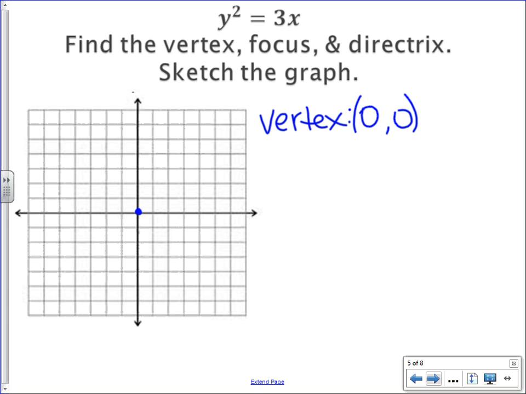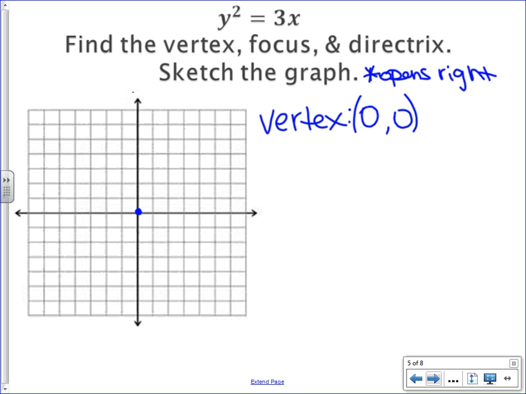The y is squared, so it's opening horizontally. So is it right or left? It's opening right. How do we know that? It's opening right because the y is squared, not the x, and our coefficient is positive. So our vertex is 0, 0.